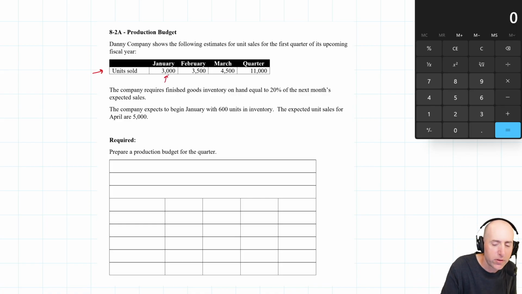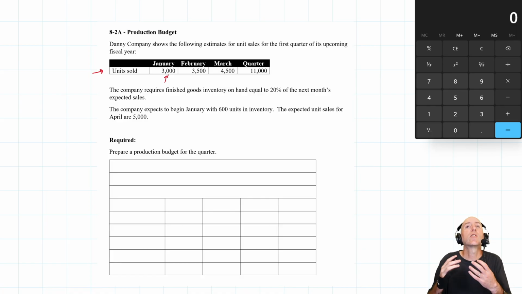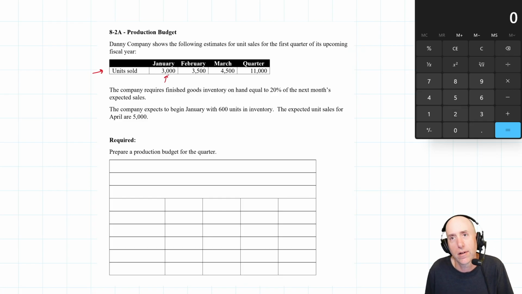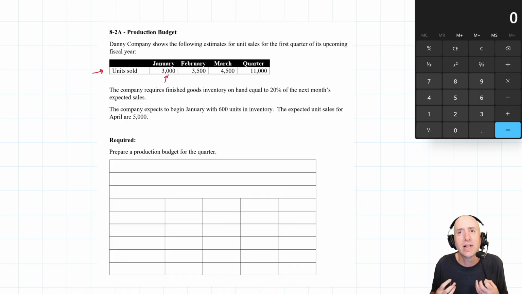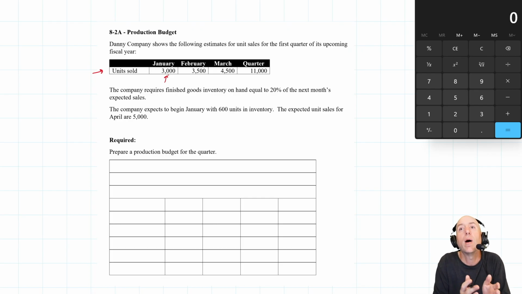If I know I'm going to sell 3,000 units of whatever it is I make in January, I better make 3,000 units to have them ready to sell, right? That's a great starting point. But why don't I just use the number? Why don't I say, well, I'm going to sell 3,000 units, therefore I better make 3,000 units? And the reason is because you don't want to just sell exactly 3,000 and then sell out and go, well, too bad, I don't have any more. No, you want to have a little buffer built in.